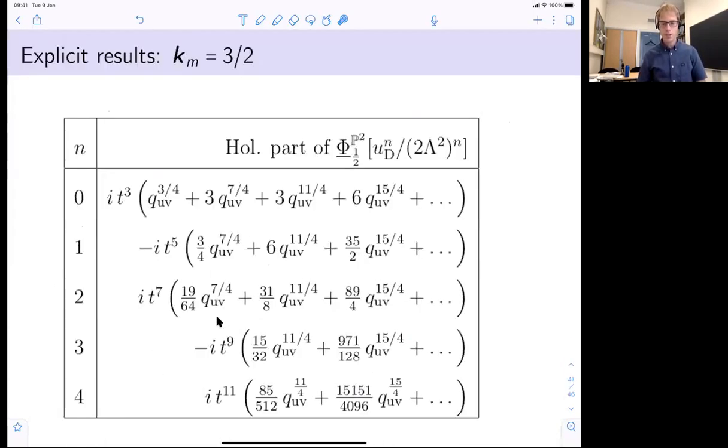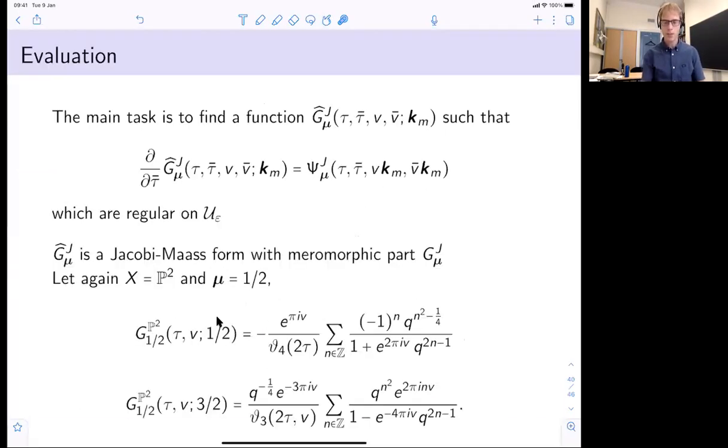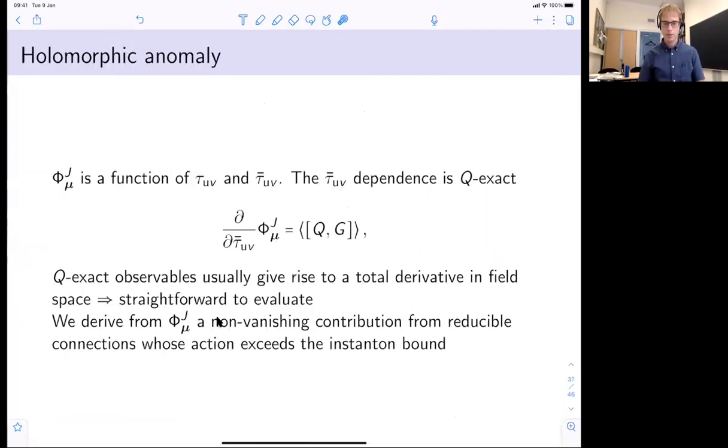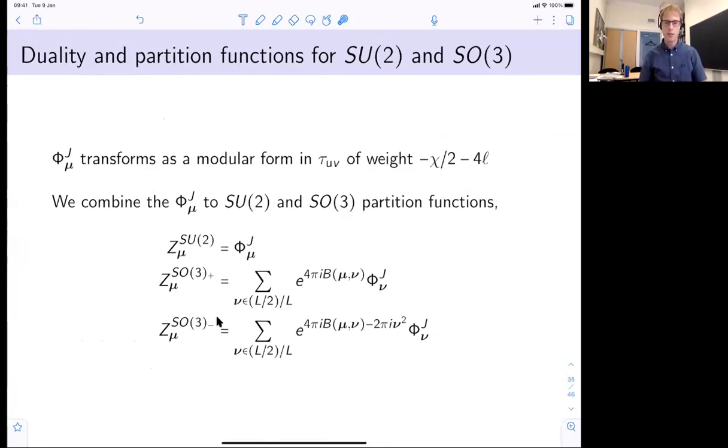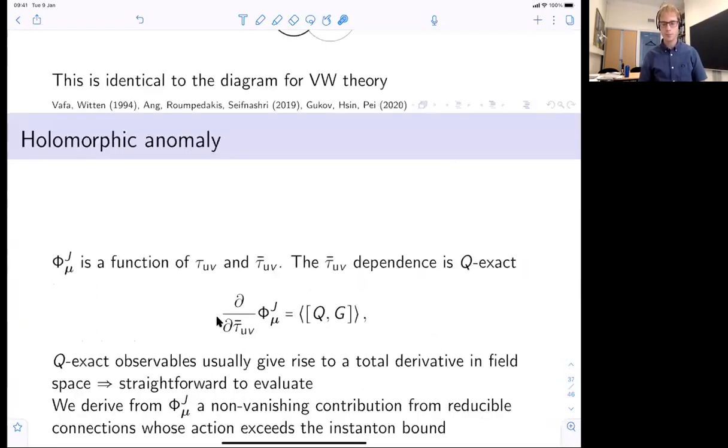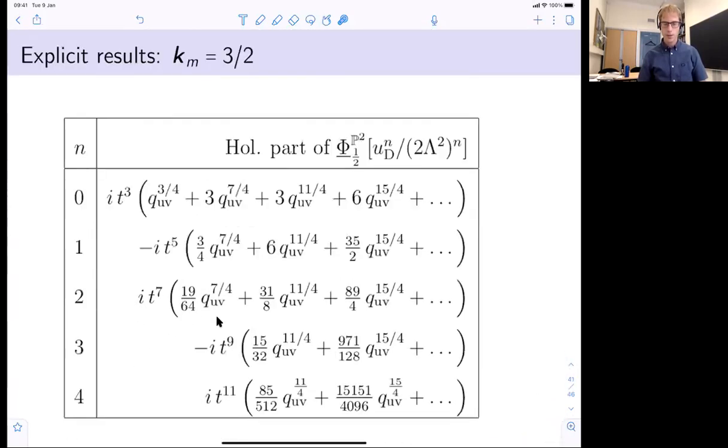Okay, so having these functions, then we can evaluate this. Let me just scroll back a little bit. We can precisely evaluate this integral in this manner. The boundaries of the theory are the boundaries around the cusps, as well as the boundary around the tau UV singularity. And for a manifold like the complex projective plane, the only contribution is from the tau UV singularity. So then we find the following result, the following table.